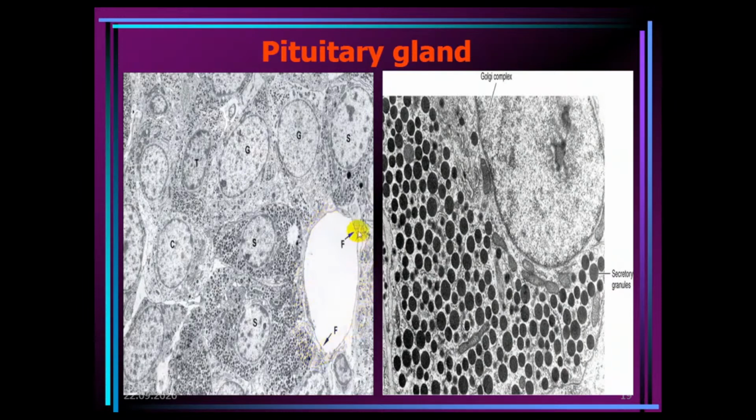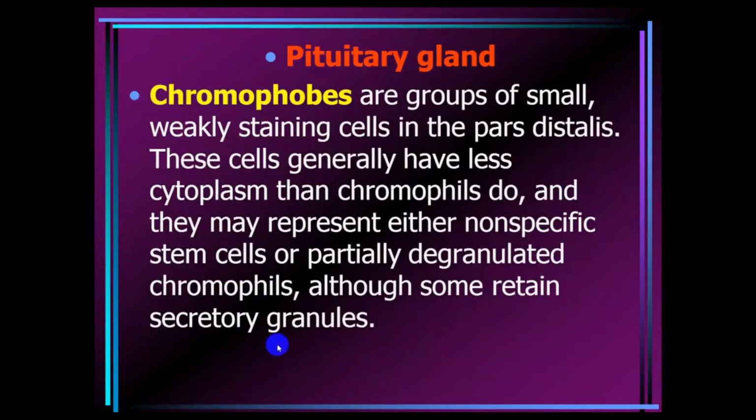We can see the section of the capillary, a fenestrated capillary, between the epithelial cords. Chromophobes. It is a group of small, weakly staining cells in the pars distalis. Generally, these cells have less cytoplasm, and today we think that they may represent either non-specific stem cells or partially degranulated chromophils, although some retain secretory granules. That's why today we don't fully understand what chromophobes are.